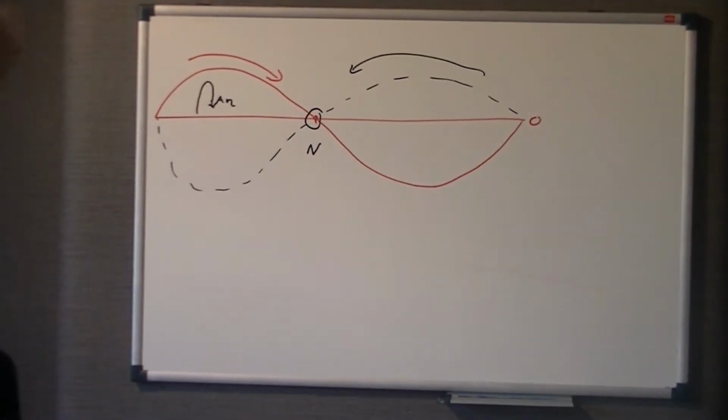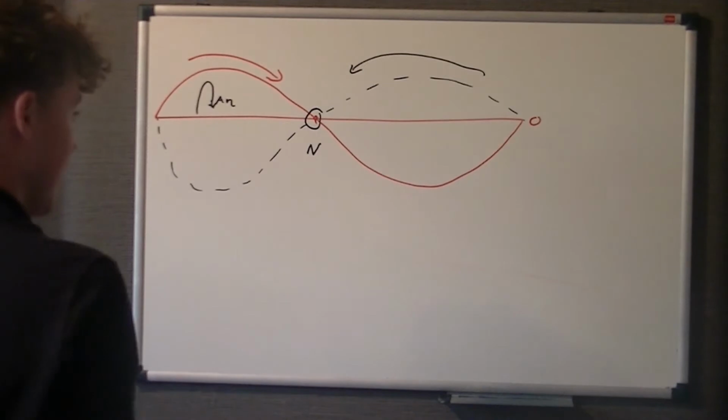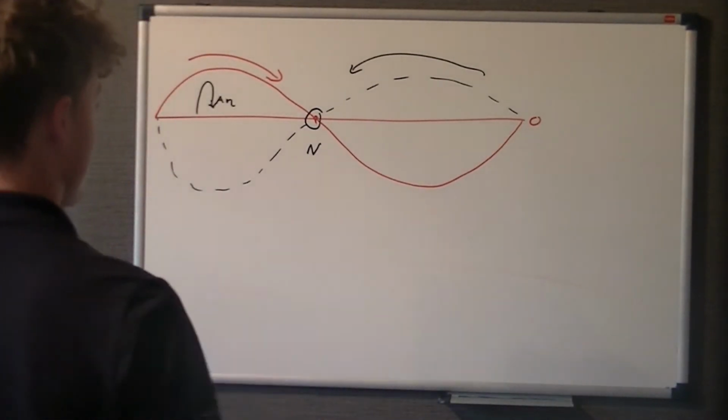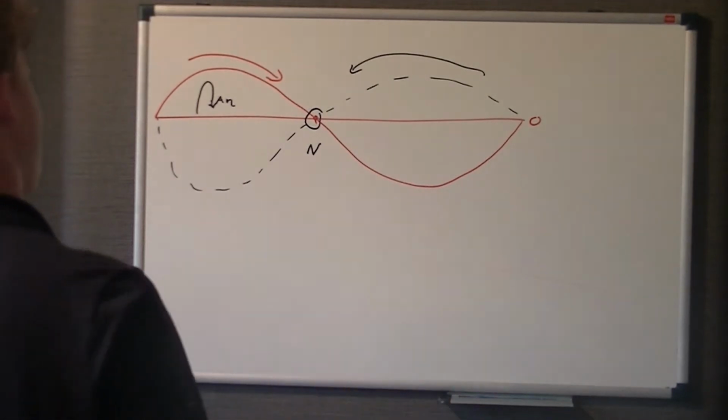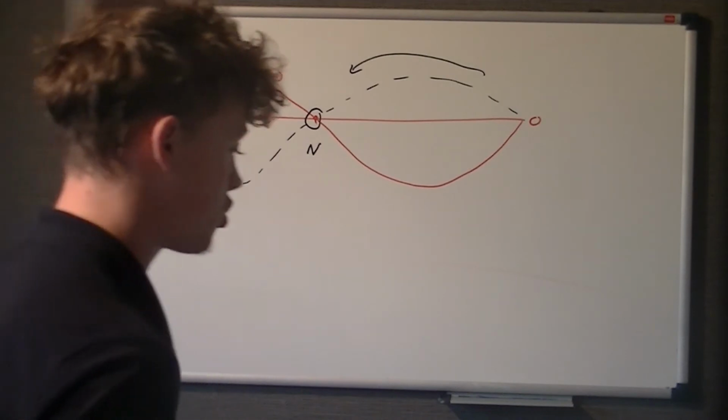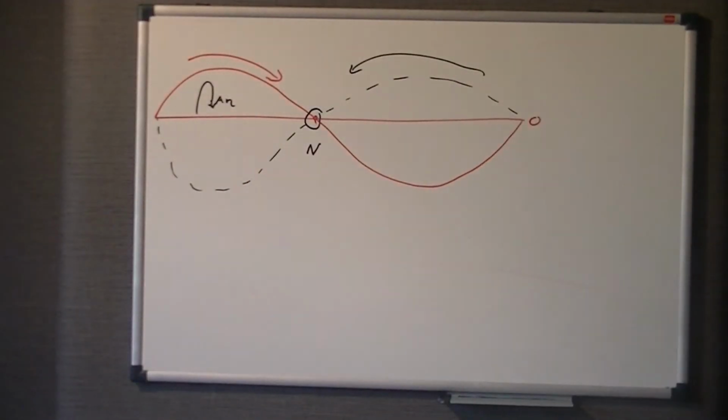I mean, you could have a second overtone, third overtone on there, but for simplicity, I've just drawn a simple first overtone, because a fundamental just includes half a wavelength, and that won't be sufficient for what I'm trying to demonstrate here.